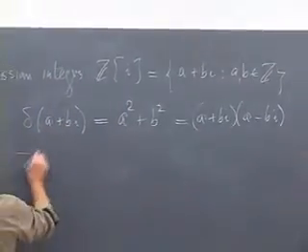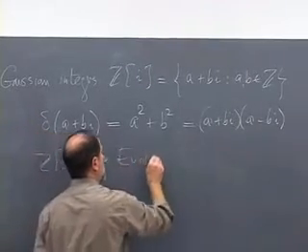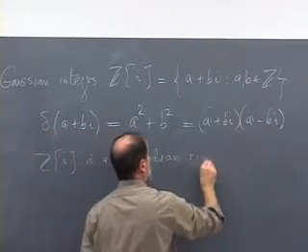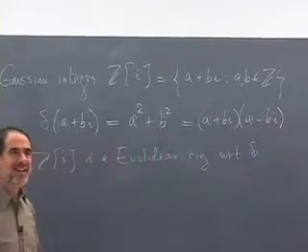So Z[i] is a Euclidean ring with respect to delta.